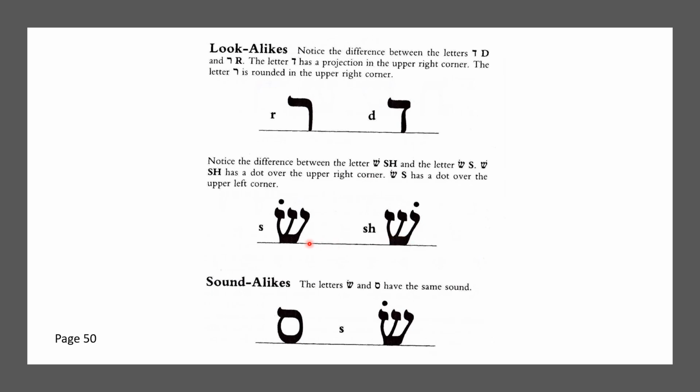And then the shin and the sin. Of course, sin is never right. And then the soundalikes, we have samek, S, the snake here, sounding like the sin of the shin letter. Okay, so just kind of look this over, spend some time with it, be familiar with the differences.